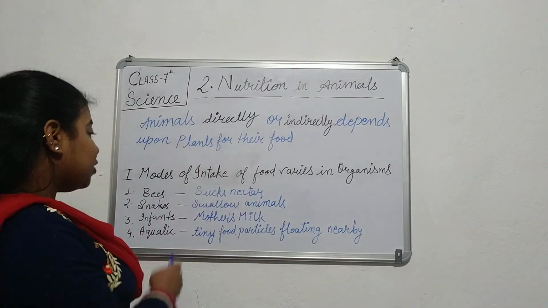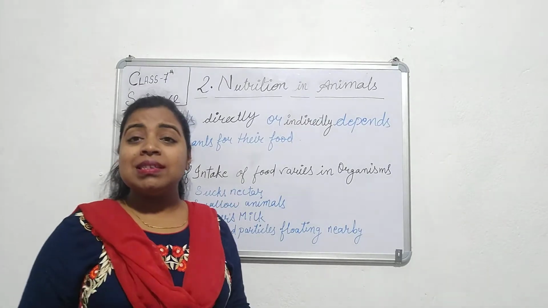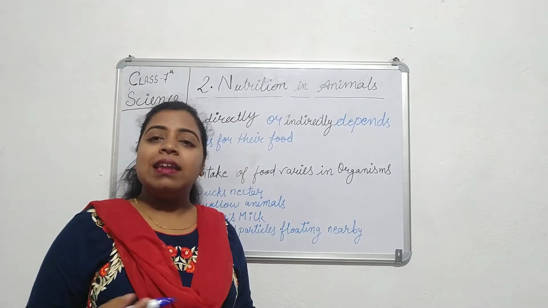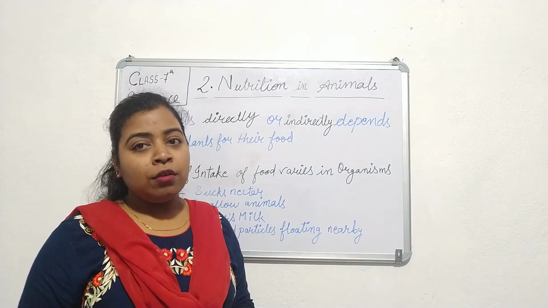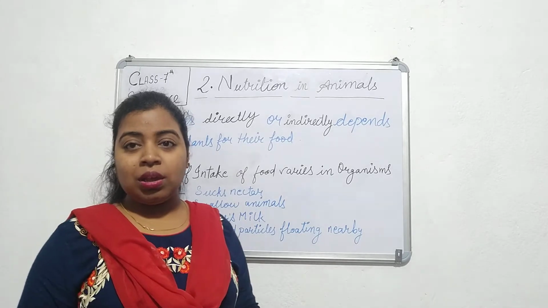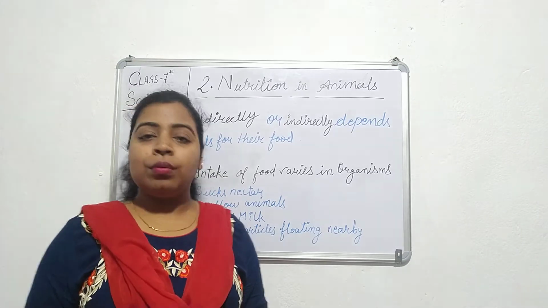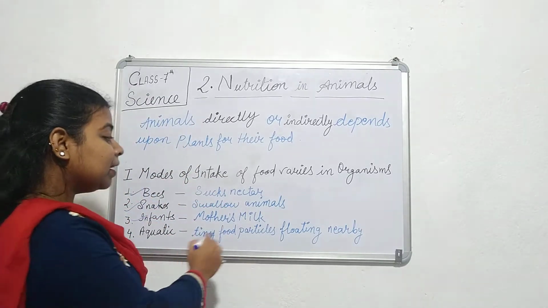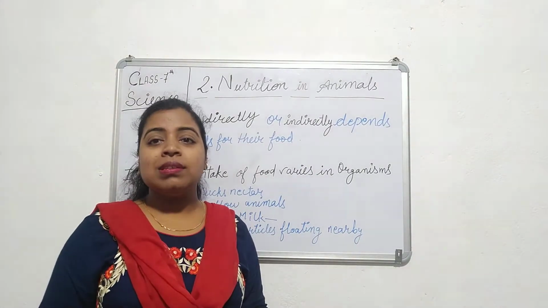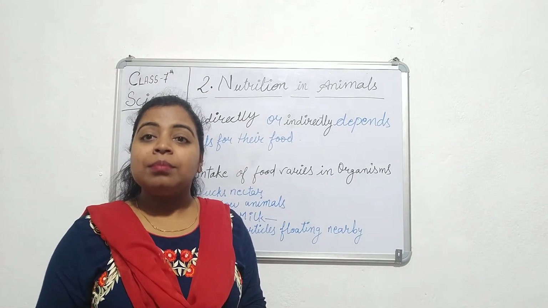Okay, see here, first bees. Bees suck nectar. How do bees intake their food? They suck the nectar. What is nectar? Nectar is the sweet juice of flowers. Next is snake. A snake swallows animals. How does a snake intake its food? It directly swallows up its food. Next is infants. Infants depend on mother's milk. Infants of human beings, cows, cats, dogs, they depend on their mother's milk.